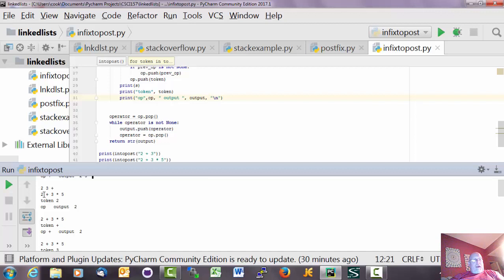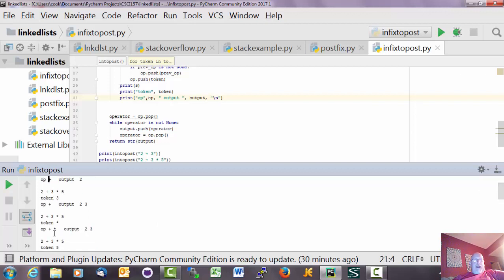So we're doing a for loop, and our tokens are going to be the 2, the plus, the 3, the times, and the 5. When a token is 2, that's a number that goes on the output stack. The next token is a plus. That is an operator, so that goes on to the operator stack. Then the next token is a 3. That's a number. It'll go on the output stack. So now the output stack is 2, 3, and the operator stack is a plus.